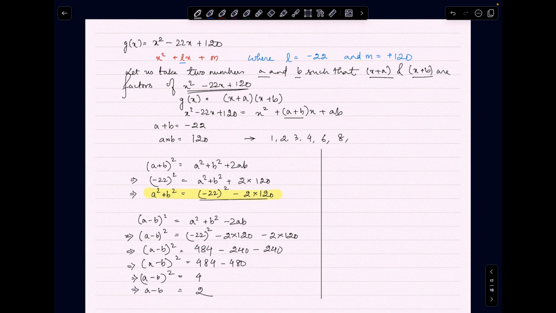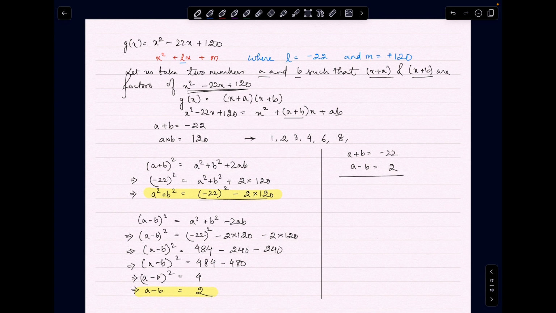I'm writing it here. I know the value of a plus b equals minus 22 from the equation. Now, using these two identities, I found the value of a minus b. A minus b is what? A minus b is 2.